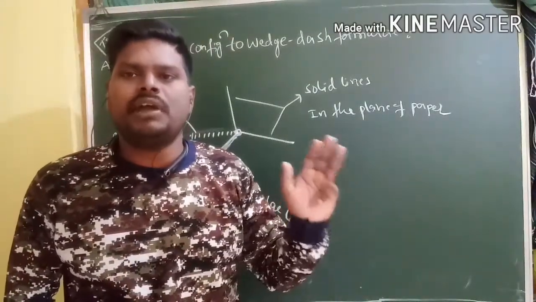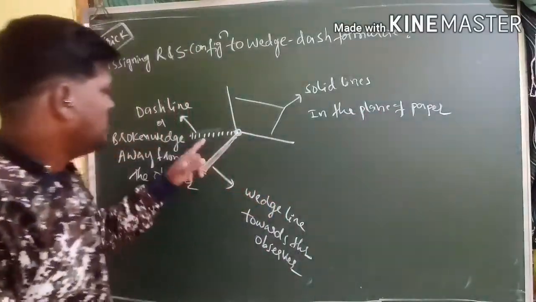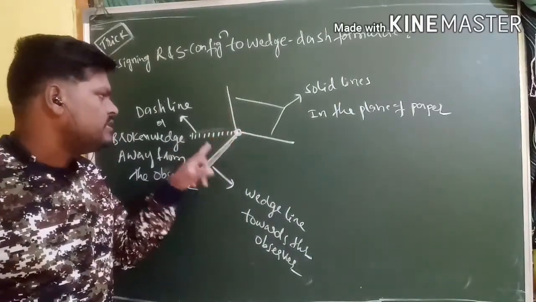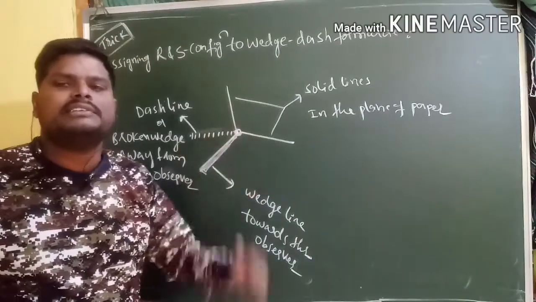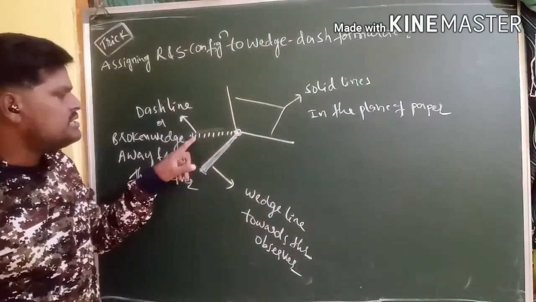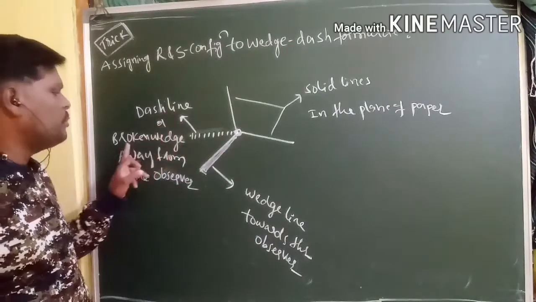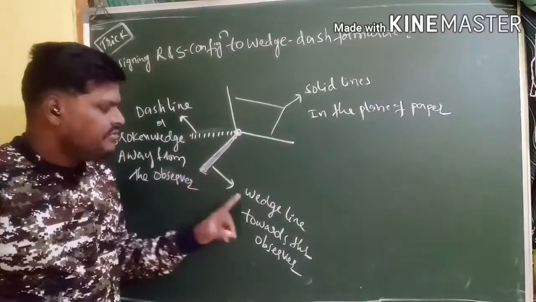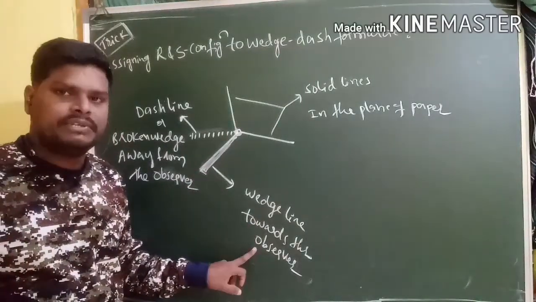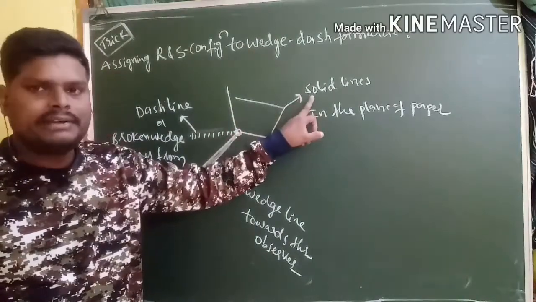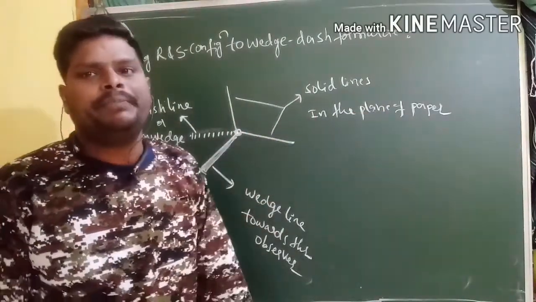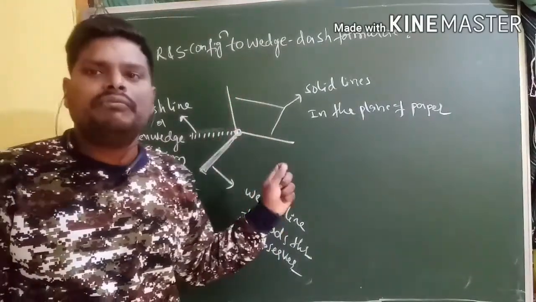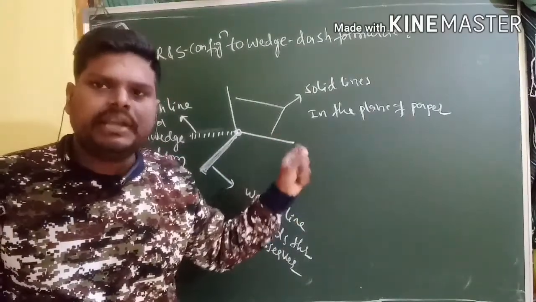In this case, three types of lines are used: the first, the second and the third. Here, this line is called a dash line or broken wedge. It is always away from the observer. The second one is the wedge line. It is always towards the observer. And these together are called solid lines. They are in the plane of the paper. So wedge dash is a 3D representation.